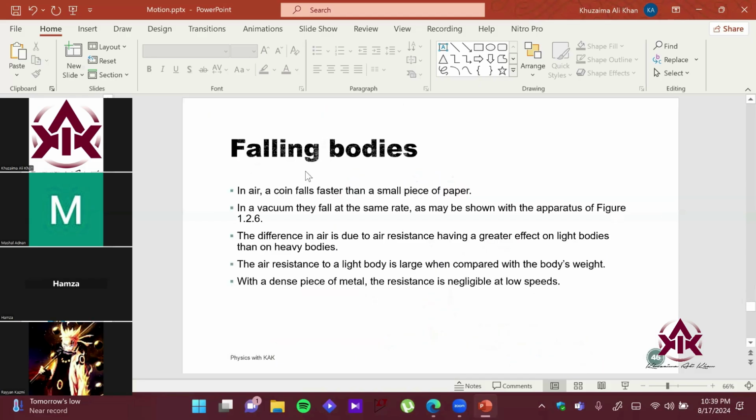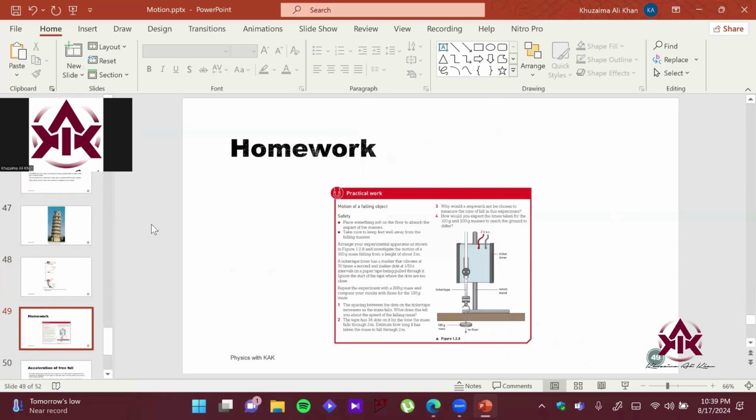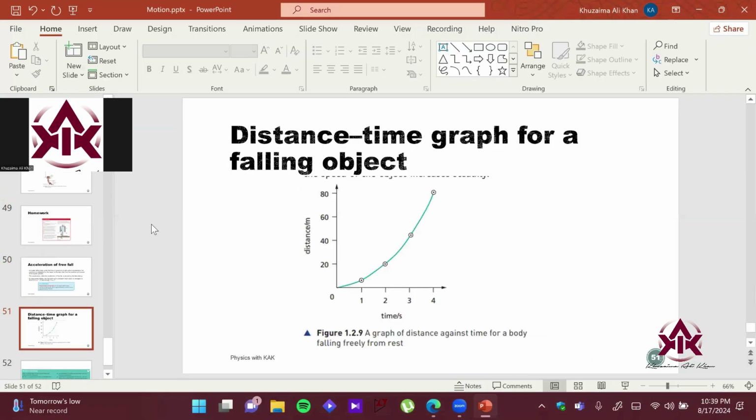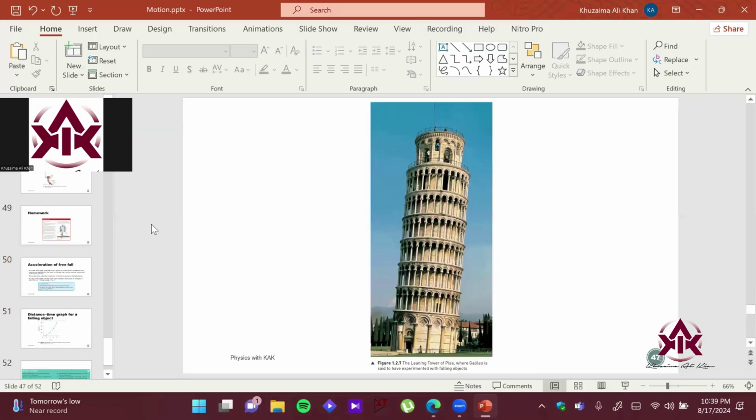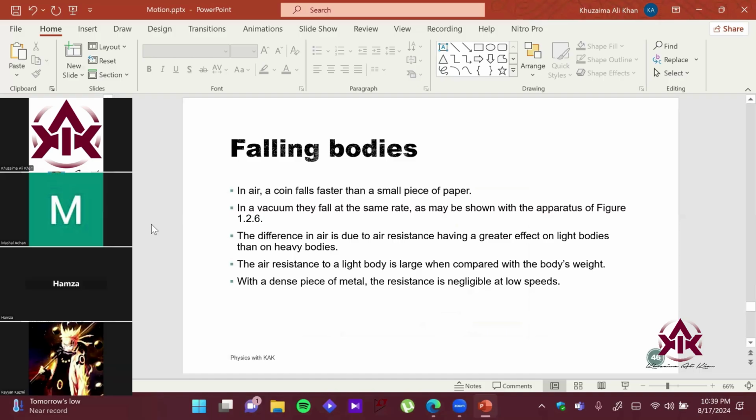Now an interesting discussion. This was going to be the last discussion for today, and after this you have homework. This is going to be discussed in the next class because we don't have enough time, right? So the topic is falling bodies, right? So in air, a coin falls faster than a small piece of paper, right? I'm going to skim through the content and then explain what is happening.